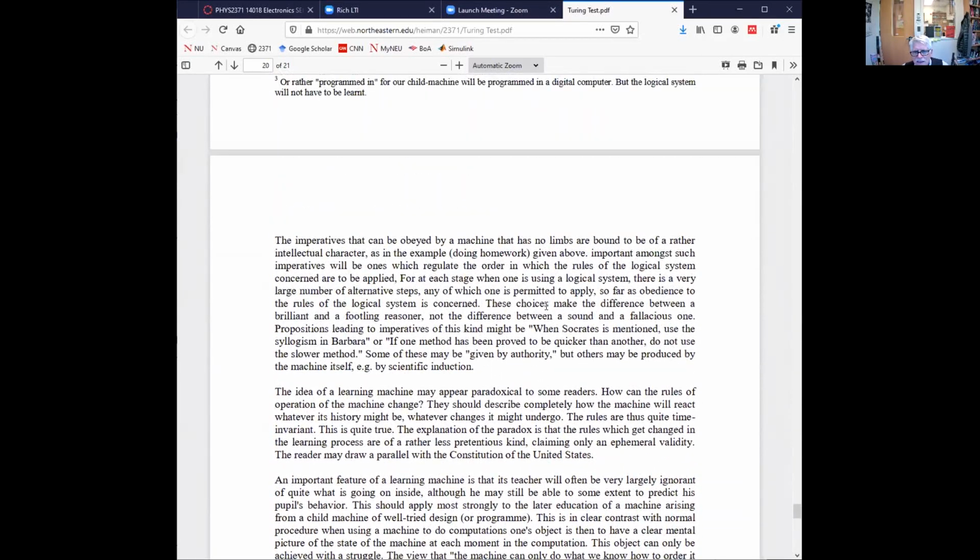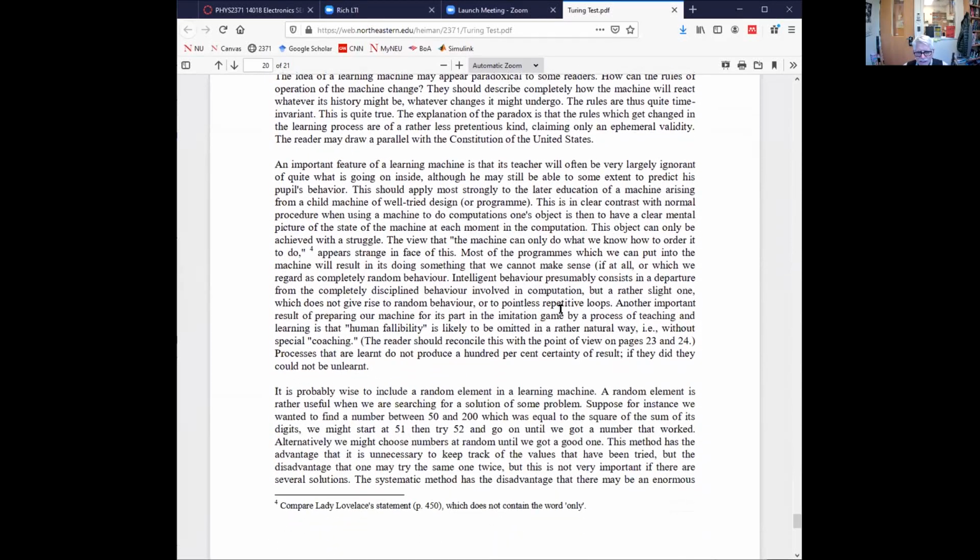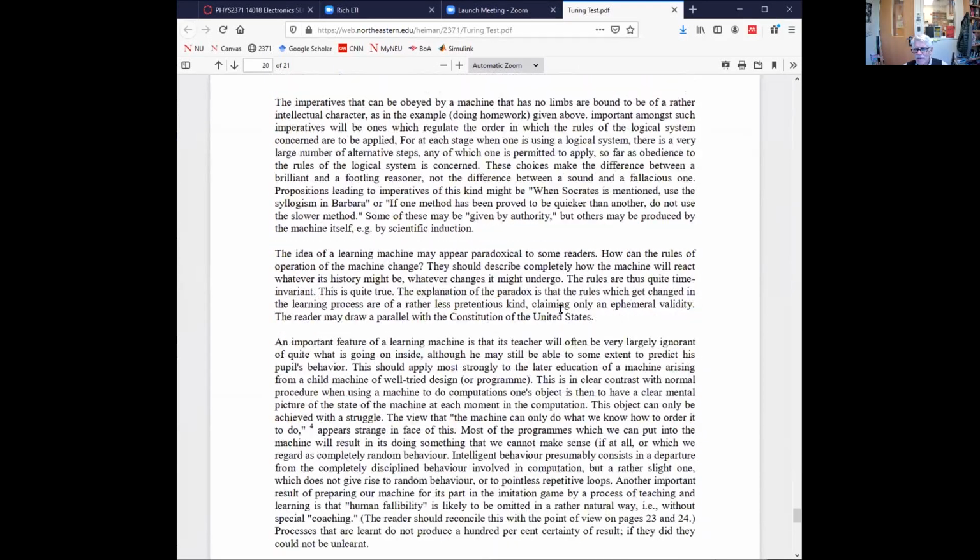Well, at some point, he said, in 50 years, we'll be able to store 10 to the 9th pieces of information, and that would be the year 2000. And yes, we can store a gigabyte of information. So he was right on, 50 years ahead of his time.